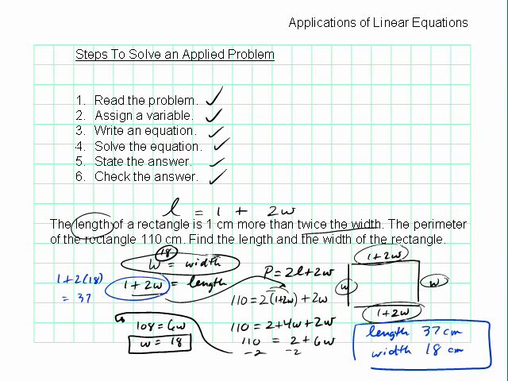And we could check that result by adding up 18, 18, 37, and 37, and all four of those numbers should add up to the perimeter 110. And so we have our result. All right, next one.